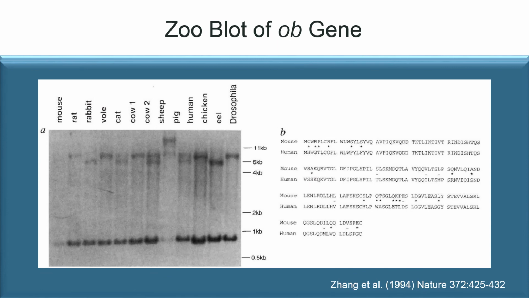Their final experiment was to look at the DNA sequence of the OBOB gene, or leptin as they had called it by now, to see whether or not it was conserved across species. So this is called a zoo blot, and what you can see is the expression of the gene across a number of different organisms, mammalian and otherwise, and you can see that leptin is clearly an important protein across many different types of organisms.